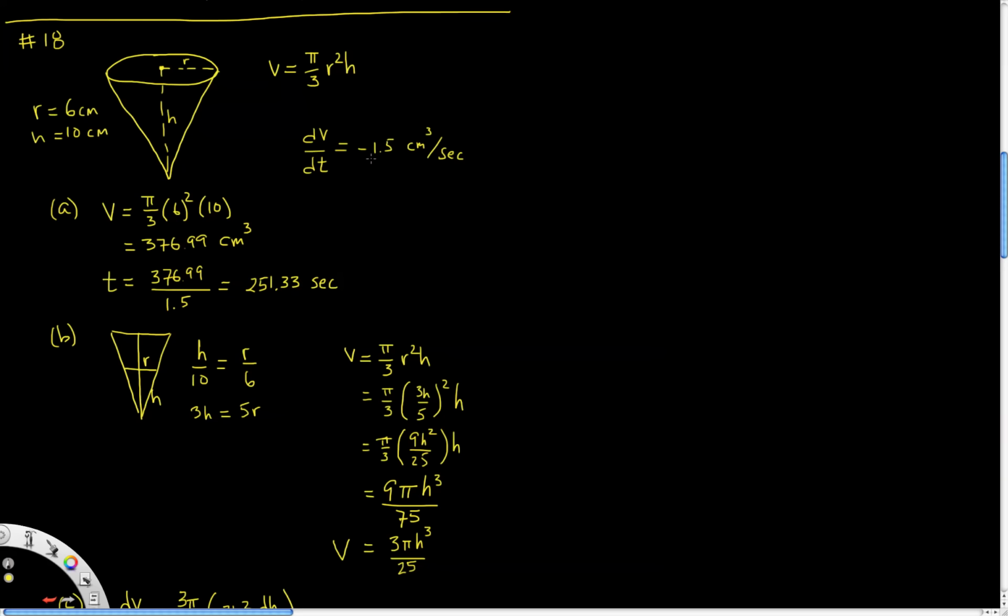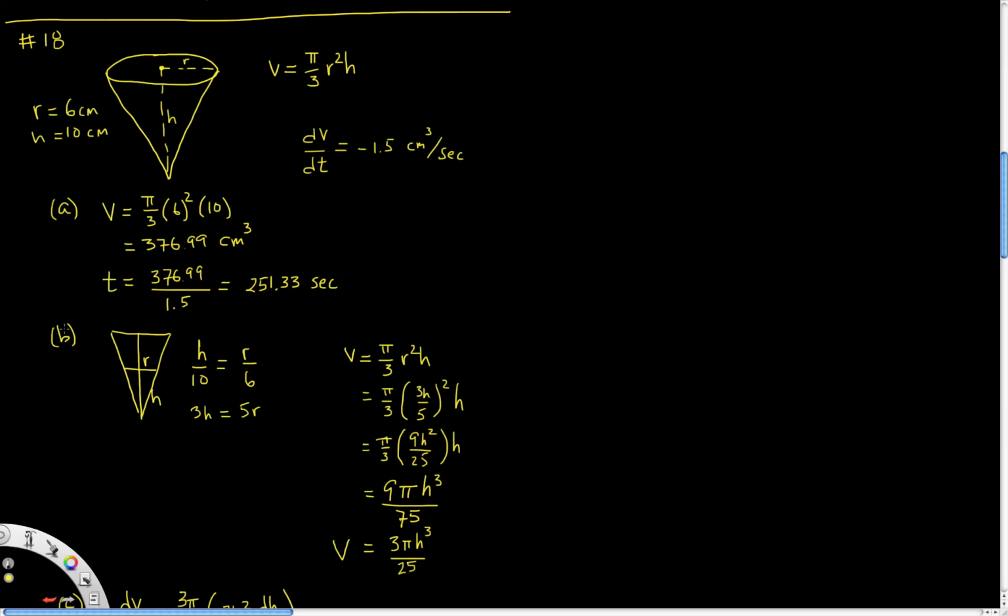I'm also told in the problem that water leaves the cone at a rate of 1.5 cubic centimeters per second. And so the way I expressed that was I said dV dt, the rate of change of volume with respect to time, is equal to negative, because water is leaving the cone, right? V is decreasing, negative 1.5 cubic centimeters per second. All right, well, if I know the total volume of water and the rate at which it leaves, it's pretty simple division to tell you how long it takes for all the water to leave the cone. That's 251.33 seconds.